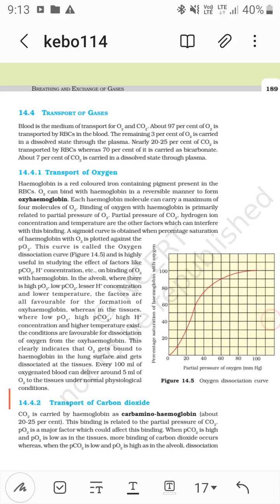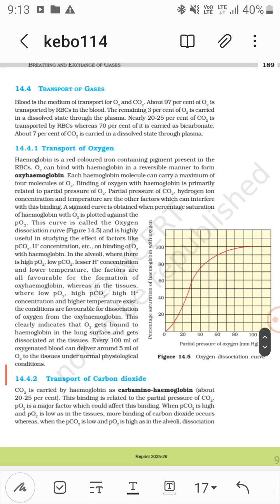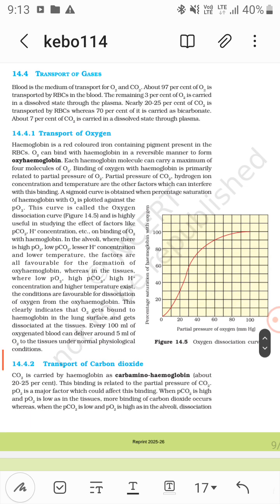So the transport of oxygen, right? Hemoglobin is a red color iron-containing pigment present in the RBC, and oxyhemoglobin it forms. Each hemoglobin molecule can carry a maximum of 4 molecules of O2. The binding of oxygen with hemoglobin is primarily related to partial pressure of O2.